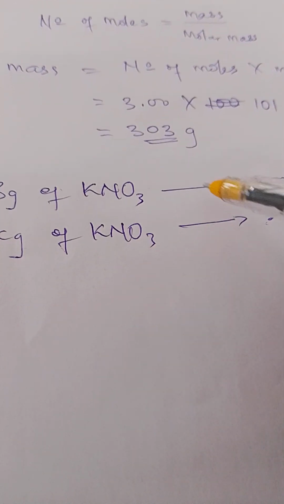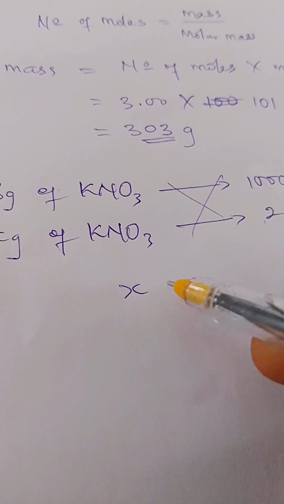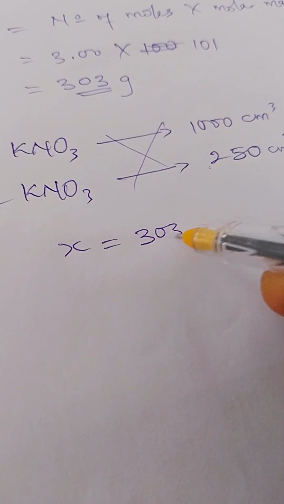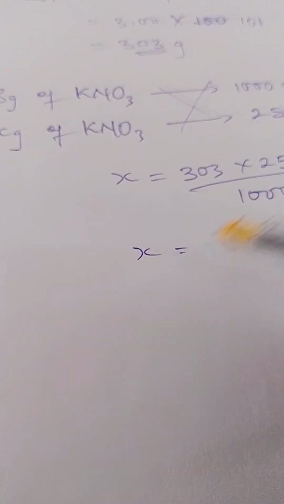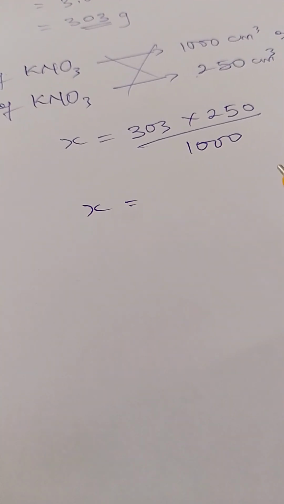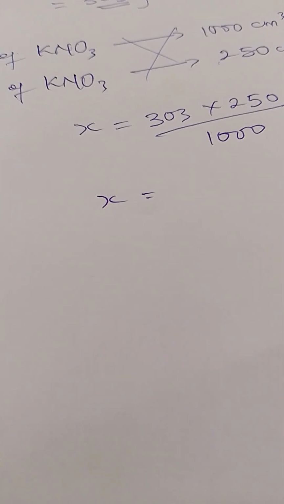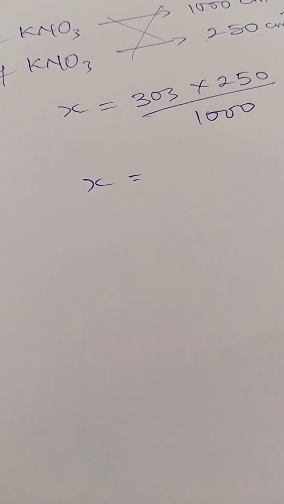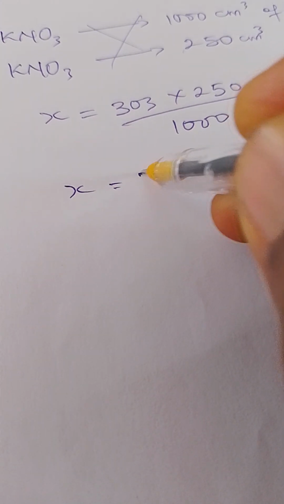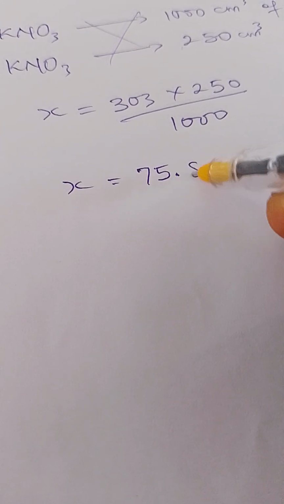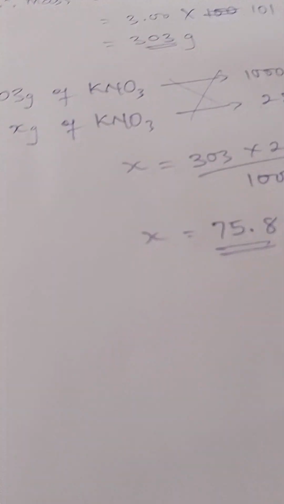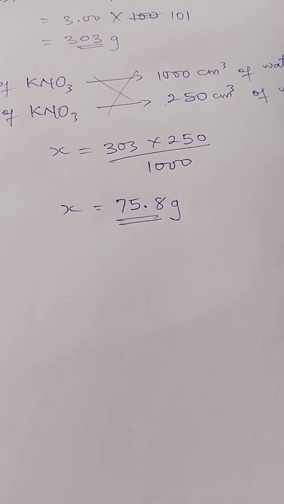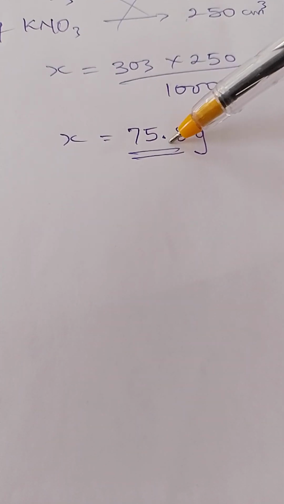So you cross multiply, making S the subject of the formula. That will be 303 times 250 all over 1000. You can punch it in your calculator: 303 times 250 divided by 1000. If you punch it, that will give you 75.8 grams.